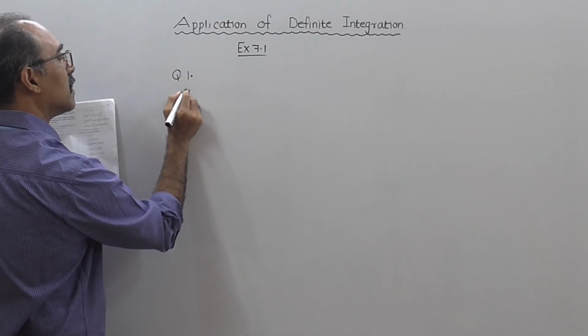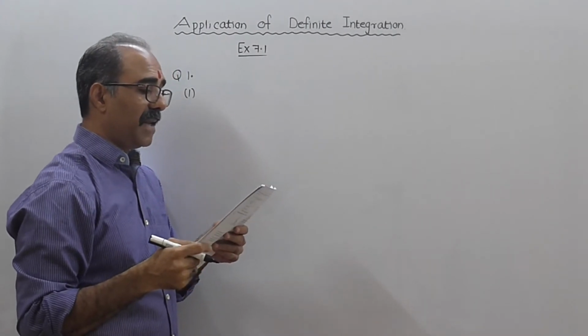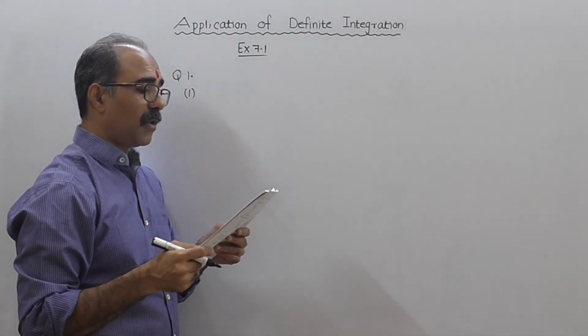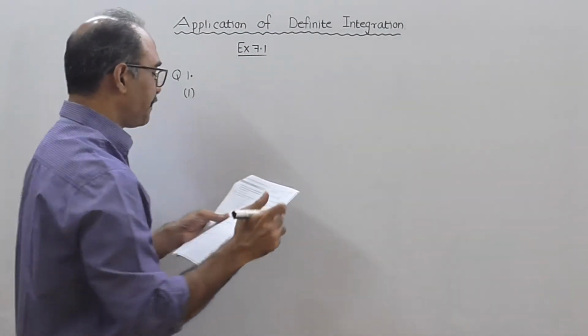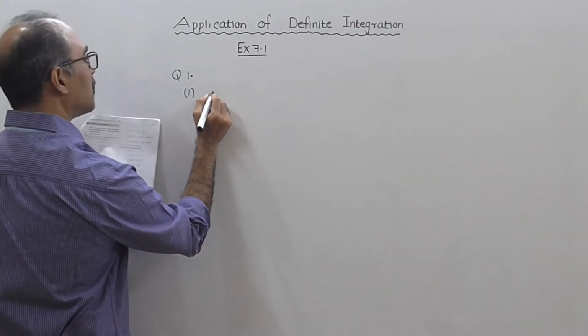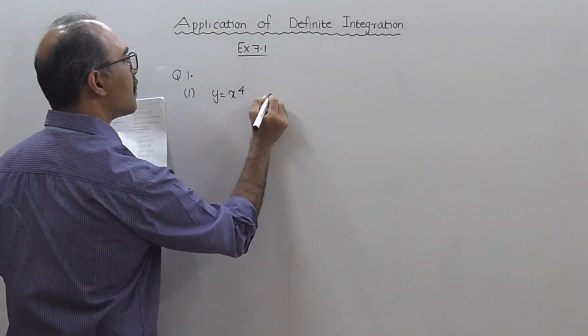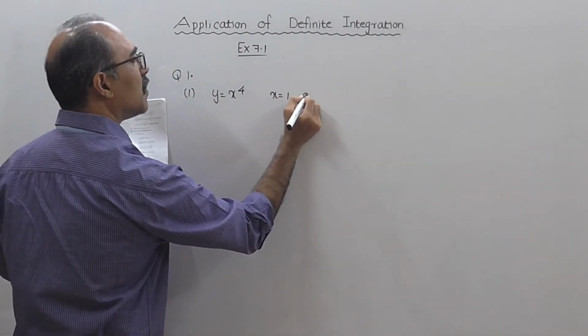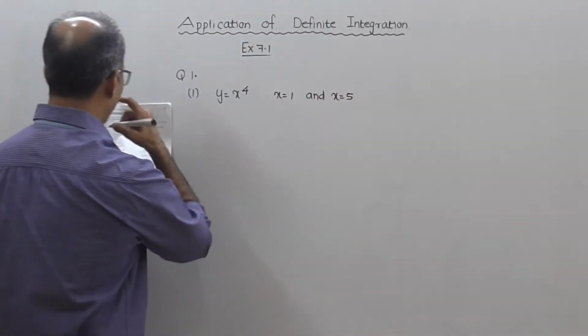Question number 1, sub question 1. Question number 1 says find the area of the region bounded by the following curves, the x-axis and the given line. So the first sum is y equal to x raised to 4, where x equal to 1 and x equal to 5.